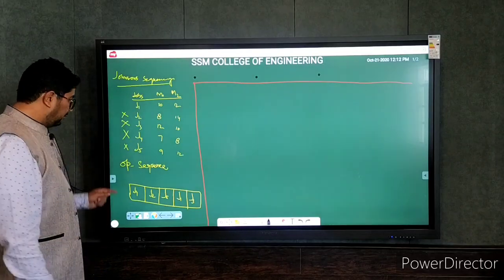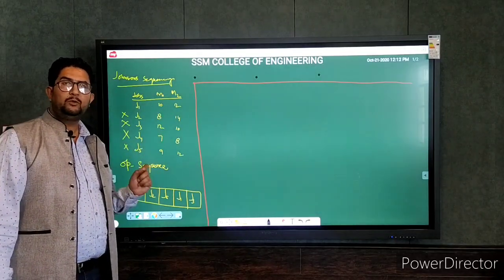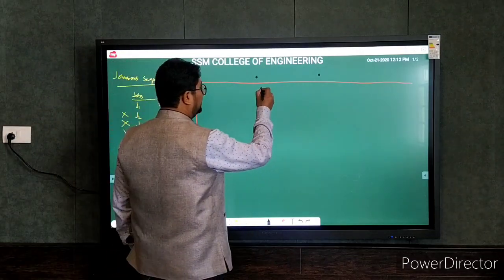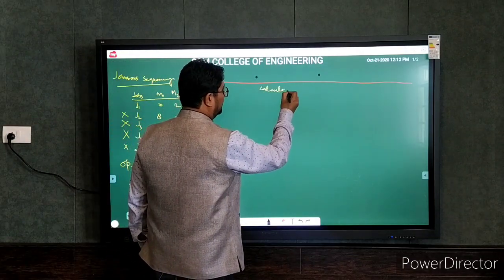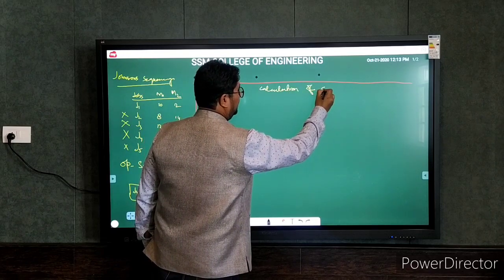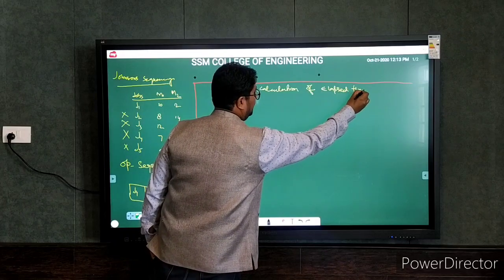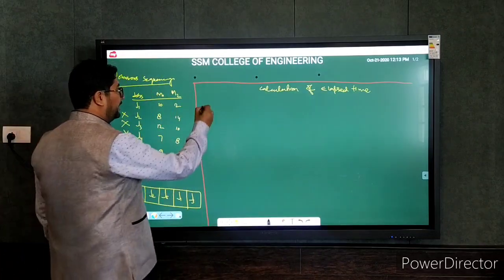Once we have found our optimal sequence, now we'll go to calculation of total elapsed time. We'll take jobs.